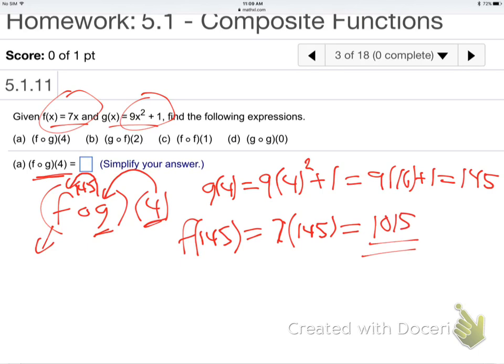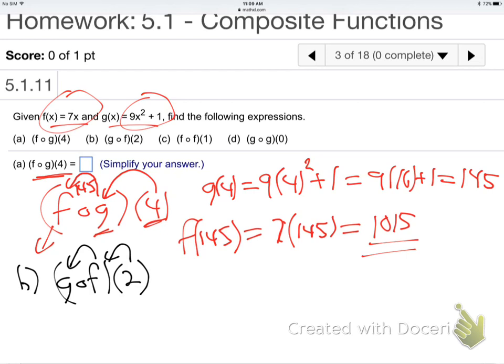So you're running the 4 through both machines, aren't you? It's a composition. Like compose, like music, they put all the different instruments together and they make a composition, right? Putting them together. All right, let's try B. See if this is making sense for you. How about G of F of 2? Now they're switching the order, aren't they? First you're going to go into the F machine, then whatever comes out into the G machine. It's always right to left. That's always how we do functions. Nothing has changed.